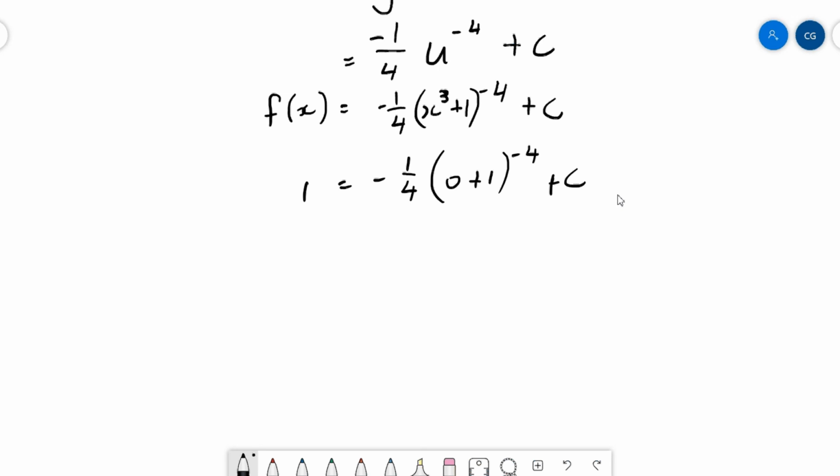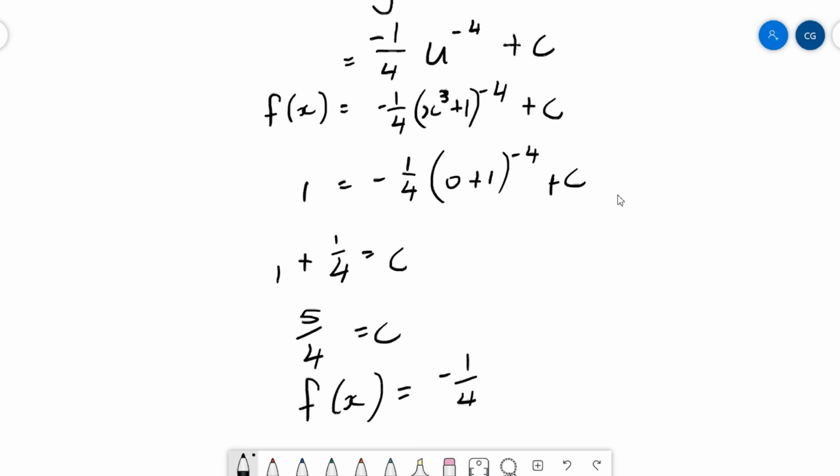c. So 0 to the power of anything is 0, and 1 to the power of anything stays 1, so this becomes negative a quarter. On the right hand side, this will become 1 plus a quarter is equal to c, and this becomes 5 over 4 is equal to c. So now I have my c value. So f of x is equal to negative 1 over 4 times x cubed plus 1 to the power of negative 4, plus 5 over 4. So there we have our answer, and we have used our initial condition to find this value.